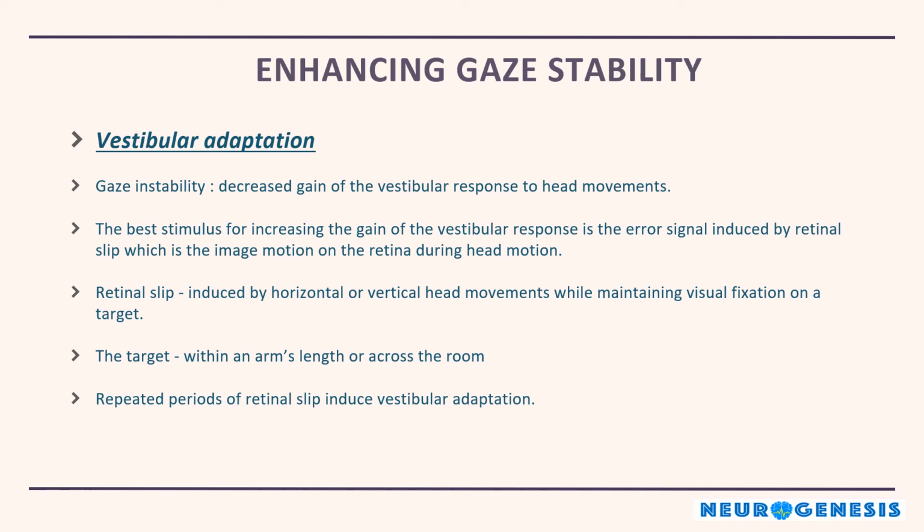So focusing on improving gaze stability. Remember, nystagmus. So how do we improve it? We want to decrease the vestibular response to any head movement. So if you turn the head, there's just too much nystagmus going on. How do we do it? Focus on one stationary object. We start with just sitting and looking at that object. The object we can place at one arm's length or the end of the room.